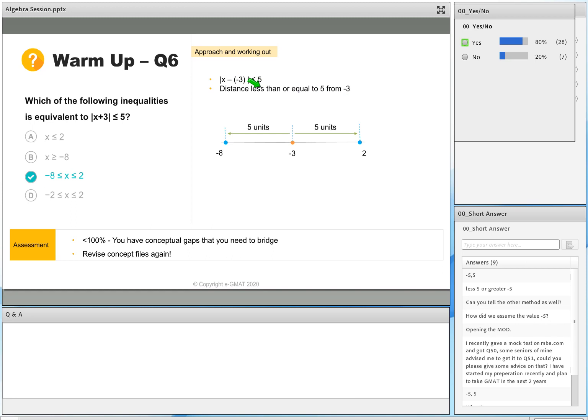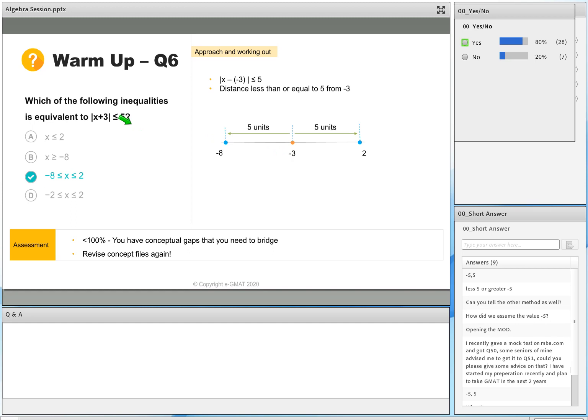Why minus 3? There's just a small rule here that whatever sign you have inside your inequality, you take the reverse of that. So if it's a plus 3, then the distance you're measuring is from minus 3. If inside the absolute value you had mod of x minus 2, then because it's a minus 2, you'll actually be measuring the distance from 2. Just remember that much.